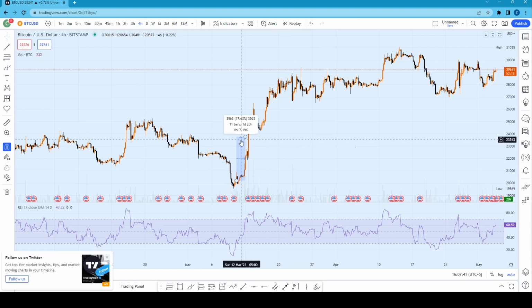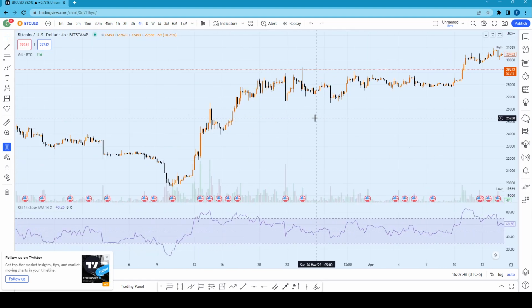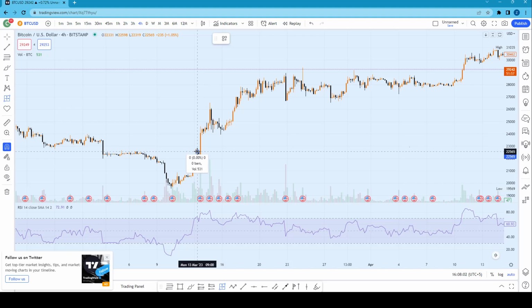Now again, we are going to discuss the overbought side. I'll consider it overbought when it goes above 70. This is where it goes above 70. That would be your target, or you can short sell here if you're looking at derivatives. But you can see how high it went above that.